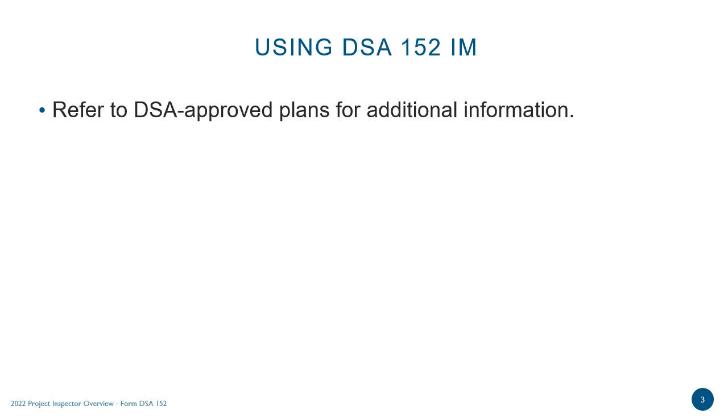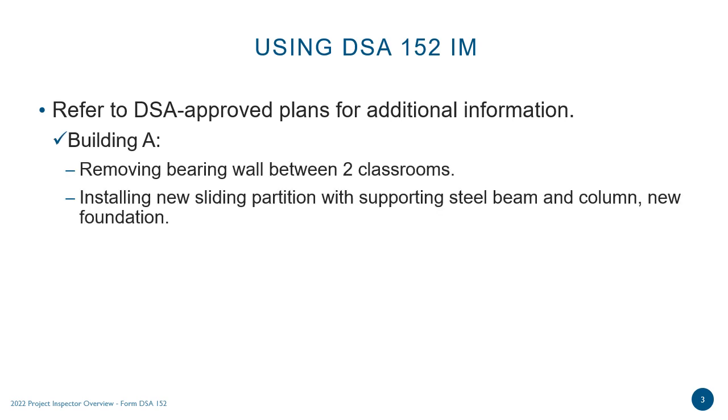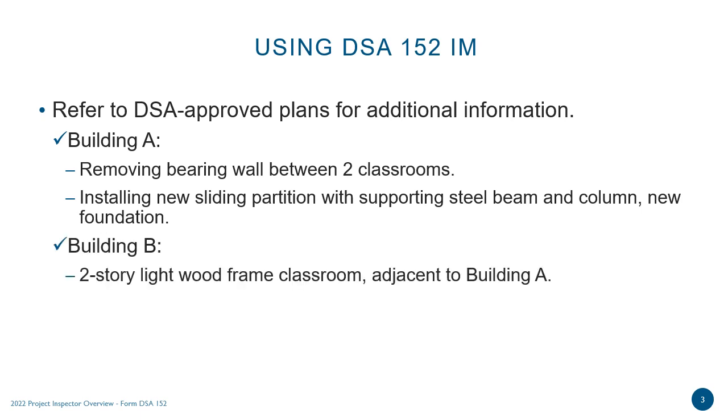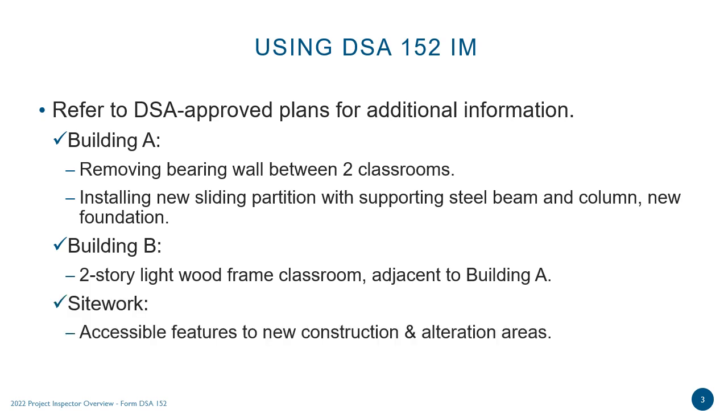Of course, we'd want to get a little bit better understanding than what I just described there, so we'd want to take a look at the DSA approved plans for additional information. Upon doing so, you find that building A is removing a bearing wall between two classrooms. There's also the installation of a new sliding partition with a supporting steel beam and column and a new foundation supporting that column. And for building B, it's a two-story light wood frame classroom, which is adjacent to building A. And there's some site work, which is primarily providing accessible features to the new construction and the alteration areas described above.